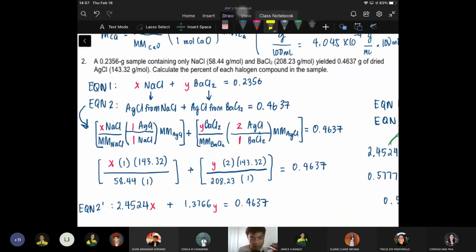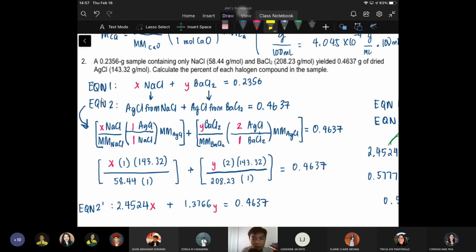We started with the first sentence. Sabi natin, ito yung mass ng sample at yan ay gawa sa NaCl and BaCl2. In equation, that is x plus y equals this. Okay? So, x NaCl, mass ng NaCl, y BaCl2, mass ng BaCl2. Pag pinag-add mo yun, equal yun sa mass ng sample.